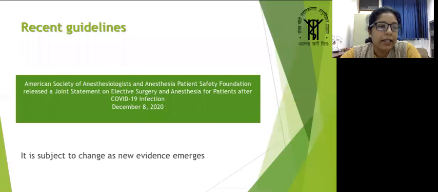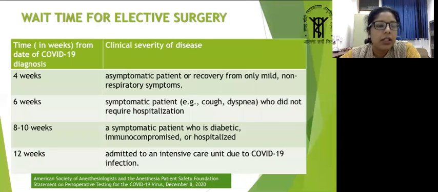What are the recent guidelines? On December 8, 2020, the American Society of Anesthesiologists and Anesthesia Patient Safety Foundation released a joint statement on elective surgery and anesthesia for patients after COVID-19 infection. So, as per this guideline, what is the waiting time for elective surgery? Time from the date of COVID-19 diagnosis.